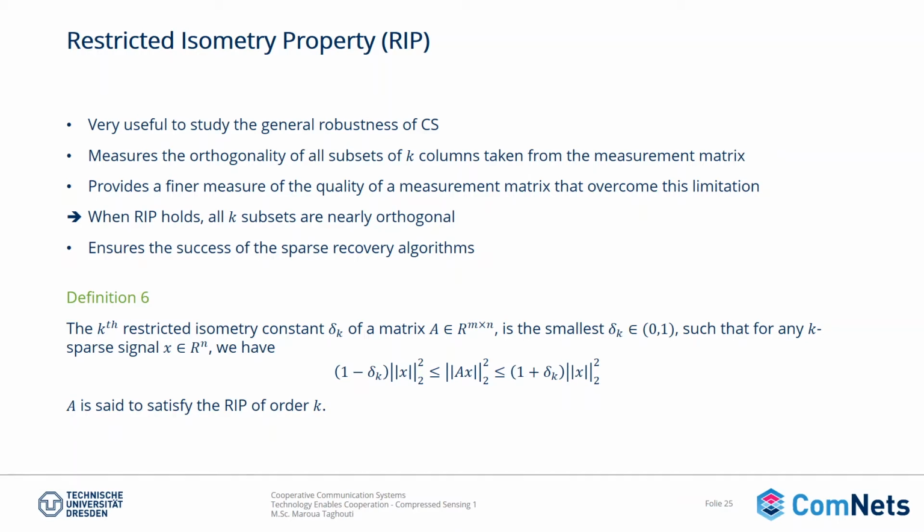So here, when we say that the RIP property is holding, then all the k subsets that you pick from your measurement matrix should be nearly orthogonal.